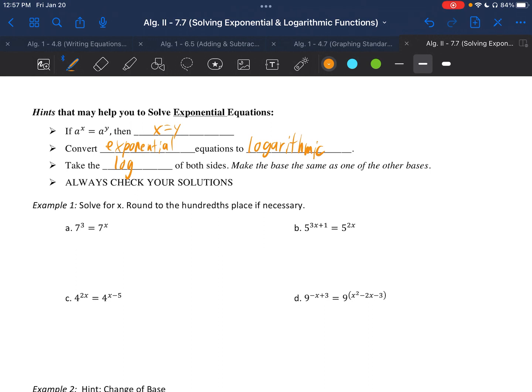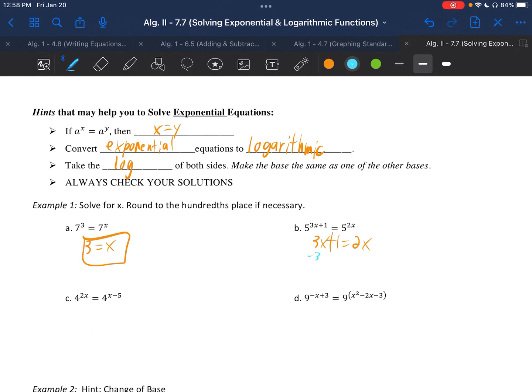So in example 1, like I was saying, this is going to be using that first hint where they're both the same base, a to the x and a to the y. So 7 to the third, 7 to the power of x. That just means 3 and x have to be the same. So 3 is x. On b, they're both 5 and 5, just different powers. So that means 3x plus 1 must be equal to 2x. The powers must be equal since they're both on a base of 5.